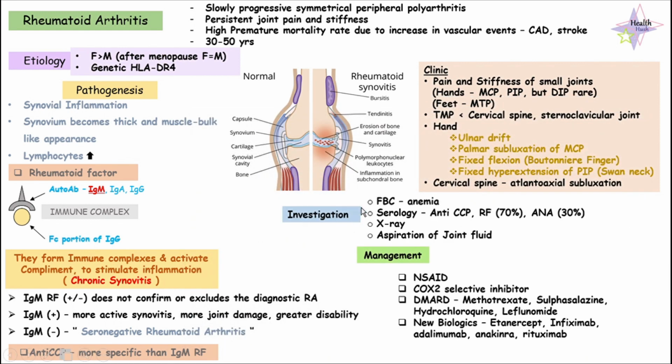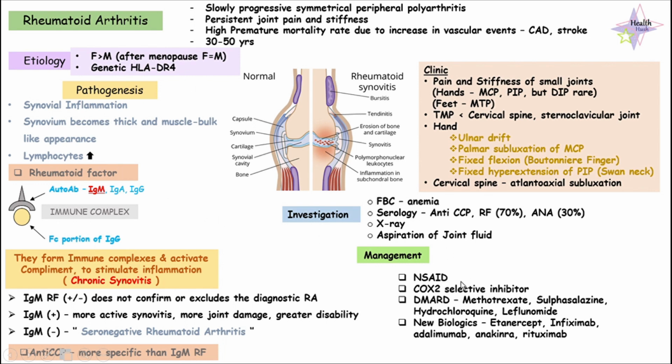Now let's see what other tests we will do in rheumatoid arthritis. We will check the full blood count. The patient can also have anemia. And we have to look at the serological markers: anti-CCP, rheumatoid factors, and antinuclear antibodies. And in X-rays, we can find subluxation of joints. And if we do aspiration of the joint fluid, which is the synovial fluid, we can find predominantly polymorphonuclear leukocytes along with lymphocytes. And how do we manage rheumatoid arthritis?